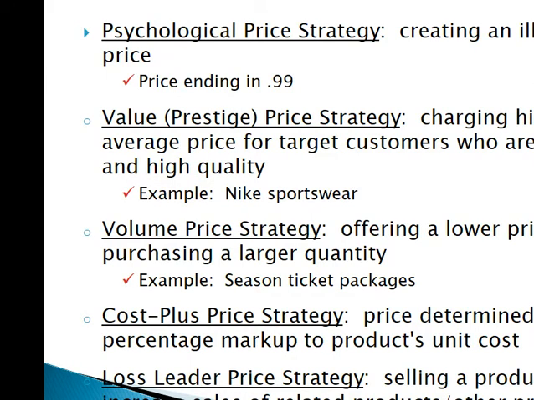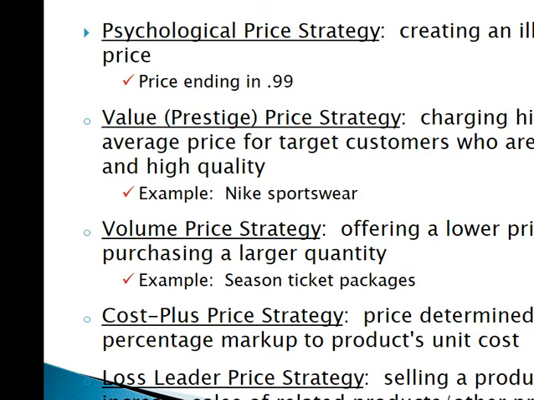Loss leader price strategy is a selling technique that companies will use by selling a product below its cost. So they're losing money, but the reason they do it is to increase sales of a related product or other products that are being offered. So for instance, maybe the game console for some type of a video game system is sold below cost as a special promotional item, but you have to have the controllers in order for it to work, and those controllers have a larger profit margin.